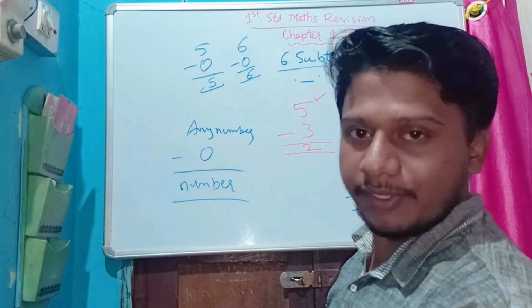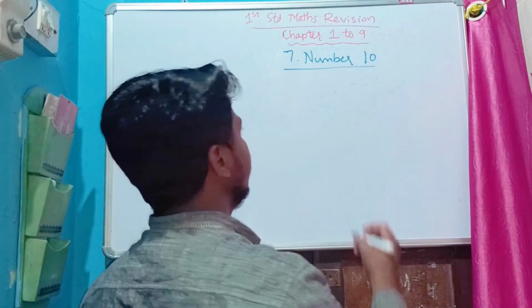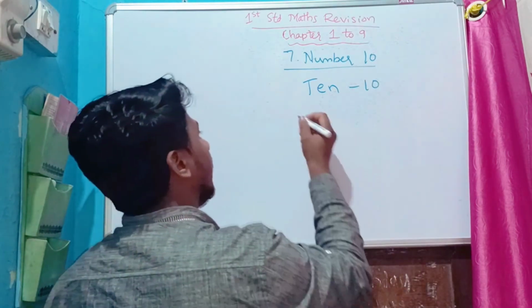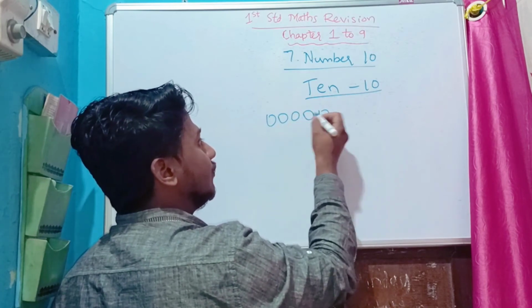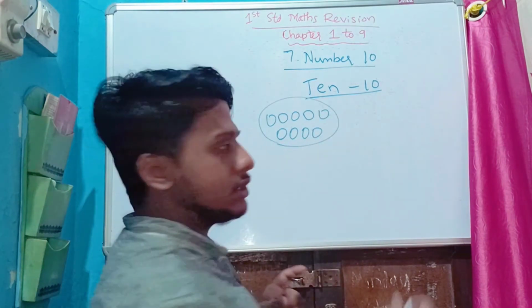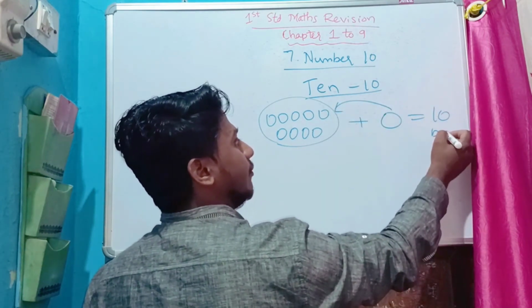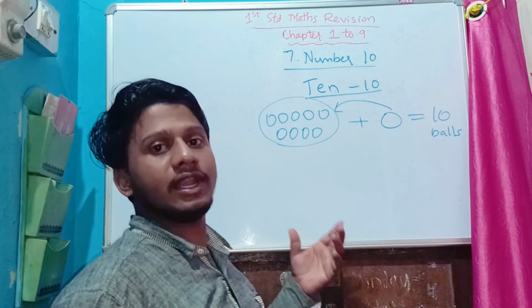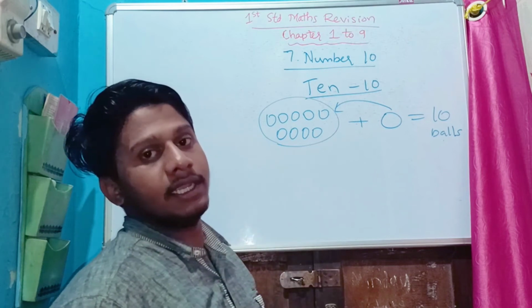So let's move on to the next chapter. So the next chapter is number 10. So here 10, that is T-E-N, 10. And to get 10, 1, 2, 3, 4, 5, 6, 7, 8, 9. Say you have 9 balls. To this 9 balls, if you add one more ball, you will get 10 balls. So here you should be able to count the number of objects and write the number. Okay, that thing you have to do in chapter 7.